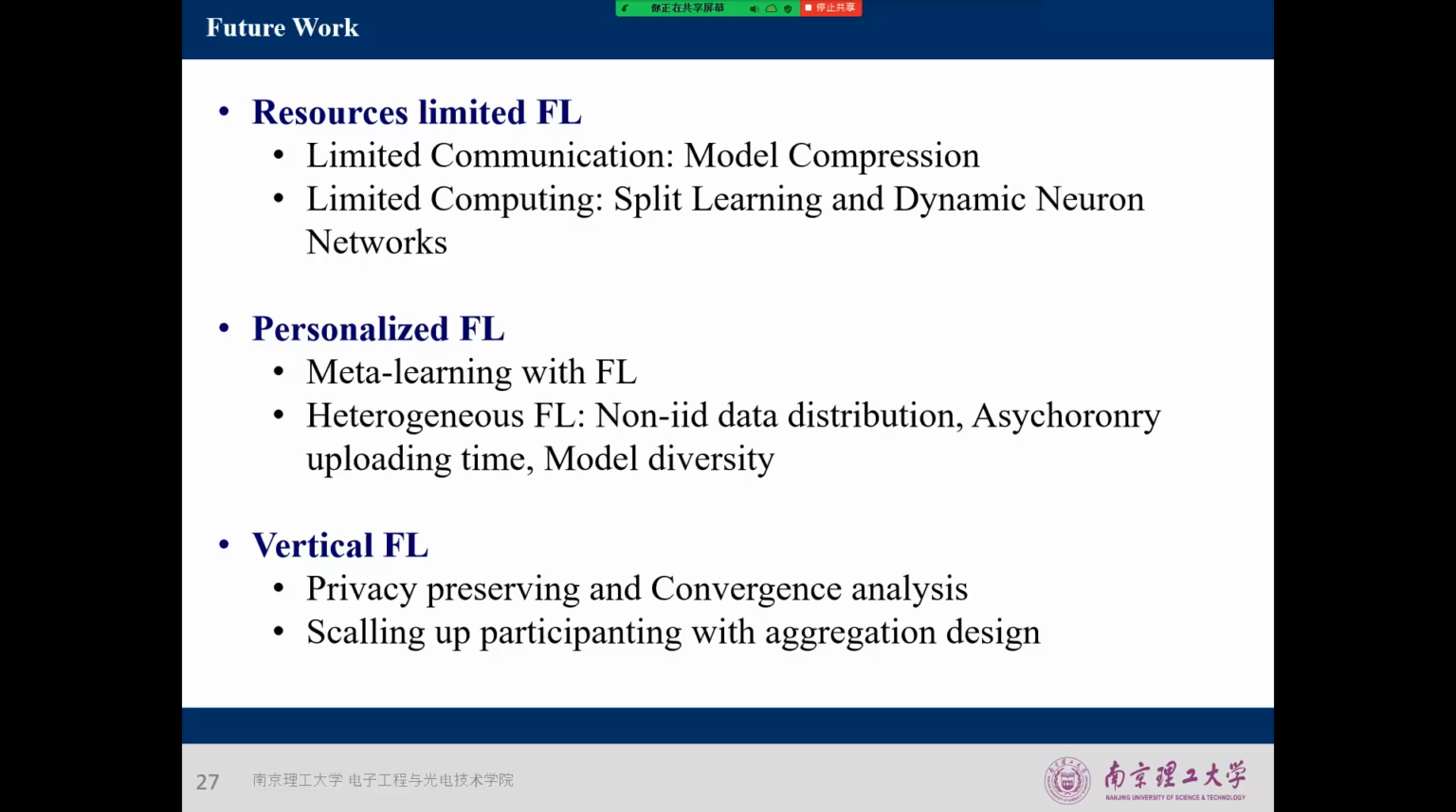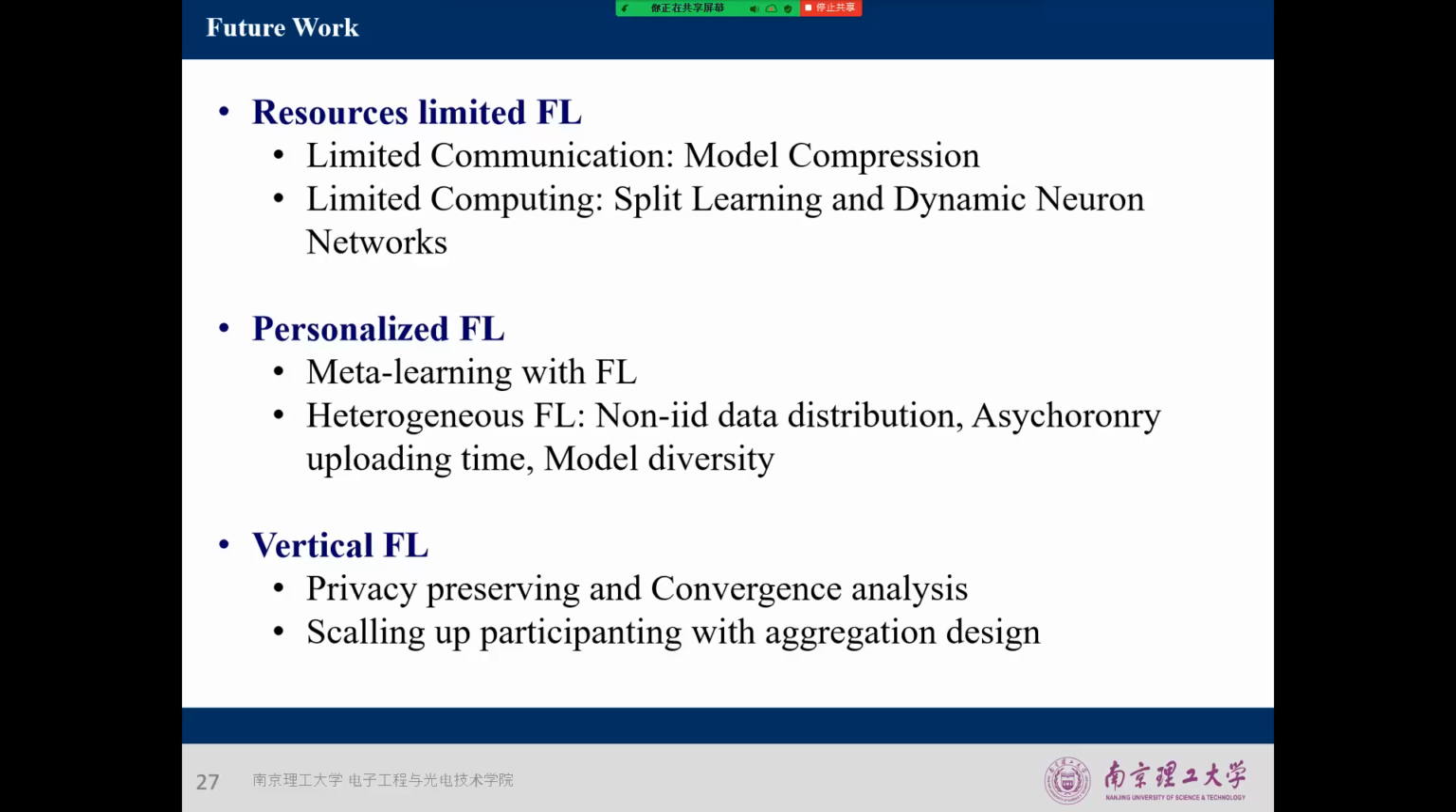Another one is personalized FL. We can combine meta learning with FL, or research the model diversity and similarity, or non-IID data distribution, or the uploading time that differs for different clients.